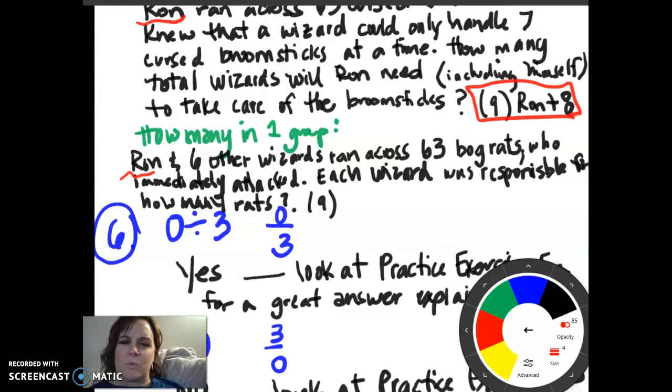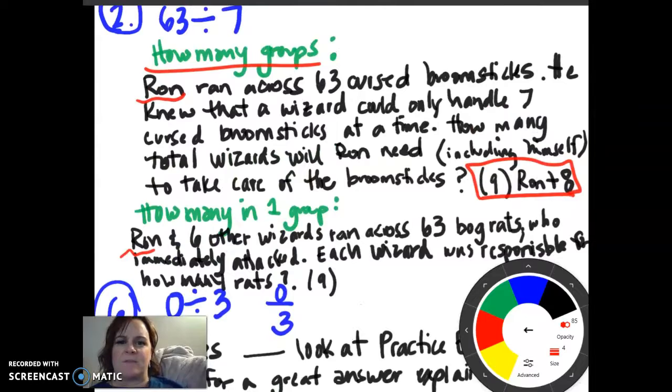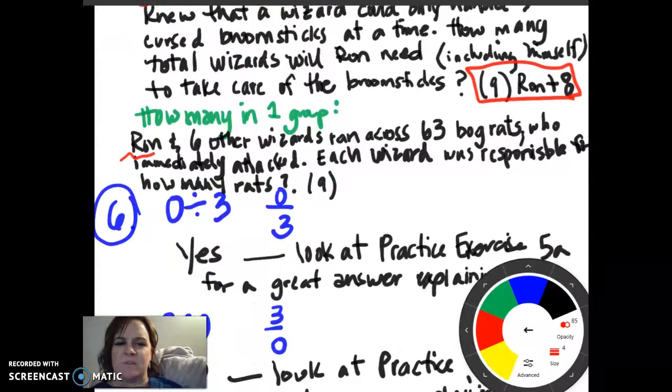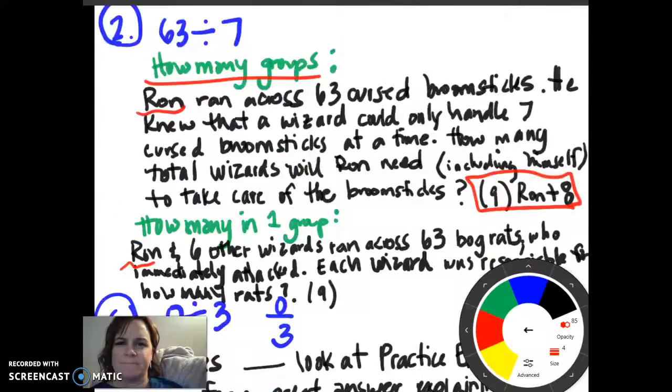So for a how many in one group problem, I came up with this. Ron and 6 other wizards ran across 63 bog rats who immediately attacked them. And then each wizard was responsible for taking down an equal number of rats. And so how many was each wizard responsible for? And that would be 9, of course. 63 bog rats divided by the 7 wizards equals 9.